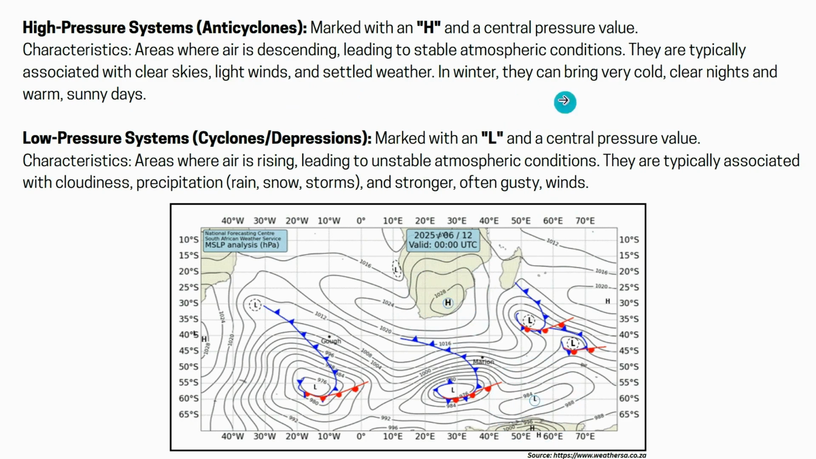Your low pressure system is marked with an L and a central pressure value. The characteristics are areas where air is rising, leading to unstable atmospheric conditions. They are typically associated with cloudiness, precipitation like rain, snow, or storms, and stronger, often gusty winds.